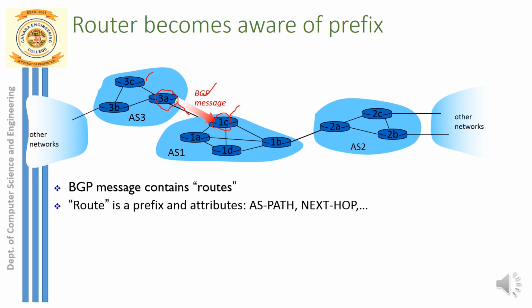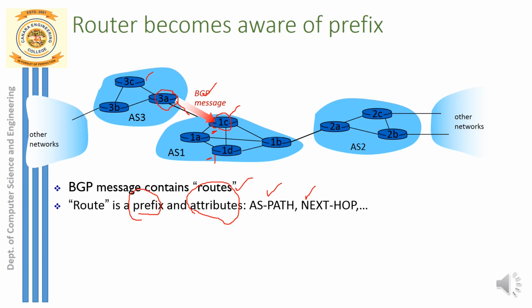The BGP message contains the route information. So what is this route information? The route information contains 2 parts. One is the prefix. Prefix is nothing but the address of the destination subnet. Suppose the destination subnet is attached to 1D, its address, its prefix, will be maintained in the forwarding table of 1C, right? And then one more piece of information maintained in the route is the attributes. So what are the 2 BGP attributes we have? One is AS path and one more is next hop.